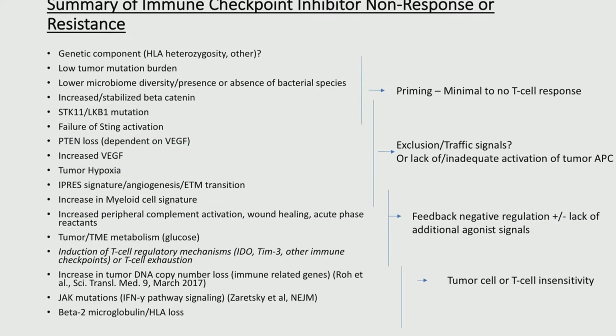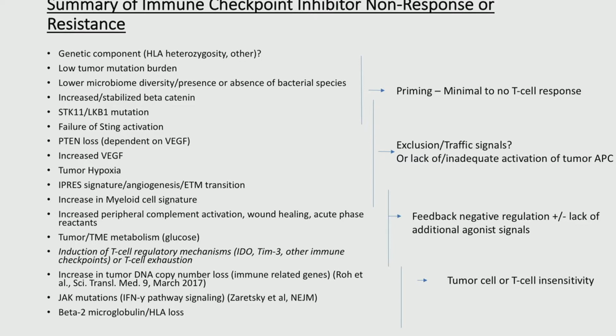So one way to start to think about that is to look at what the actual mechanisms of non-response are. And you've heard this from Lin Ping. This is a different way of looking at this. You can imagine that there's a group of patients for which there are no T cells in the microenvironment. That would be Lin Ping's double negative group. And there is more than one reason why that might be the case. It could be no priming, or it could be signals that exclude T cells from the microenvironment.